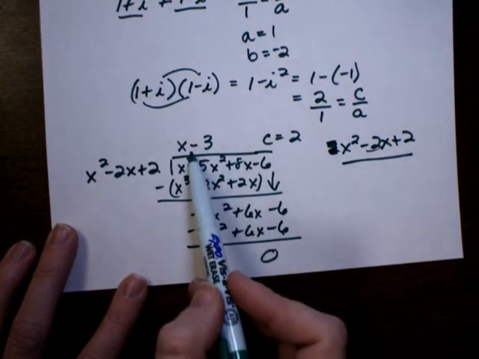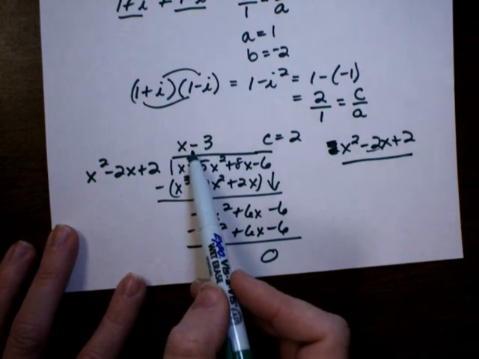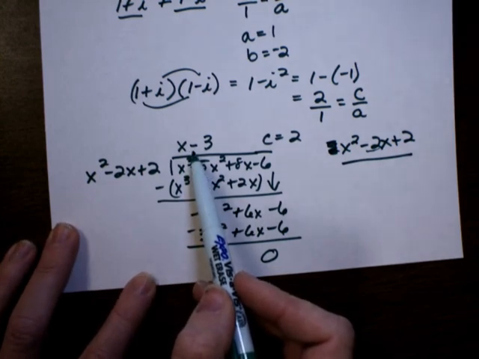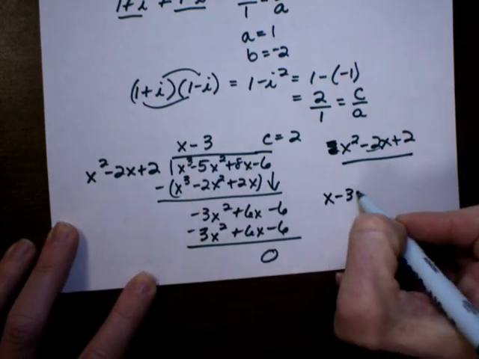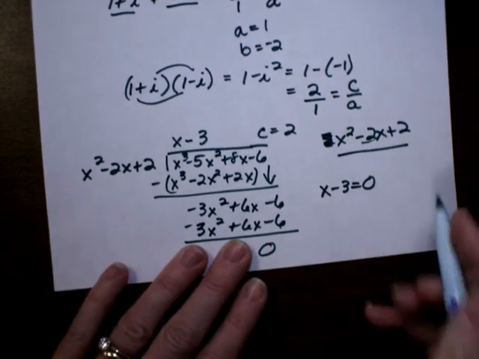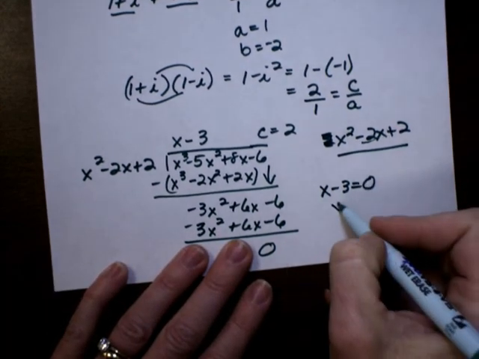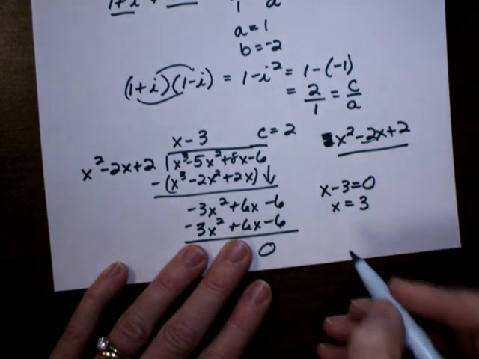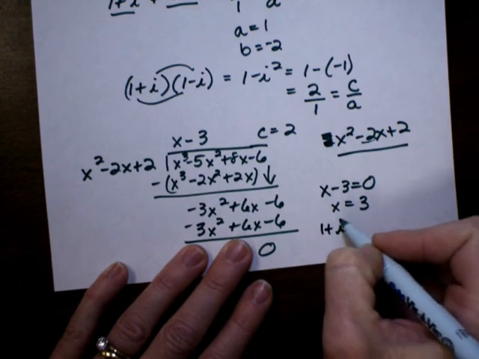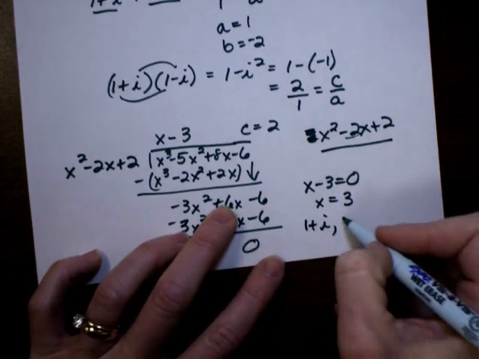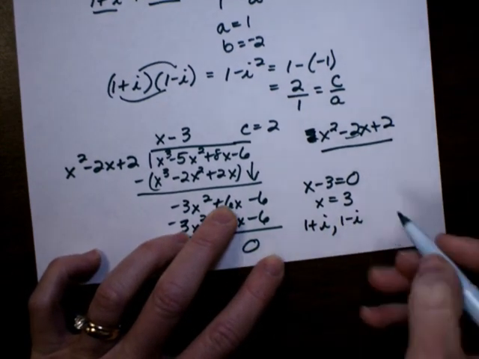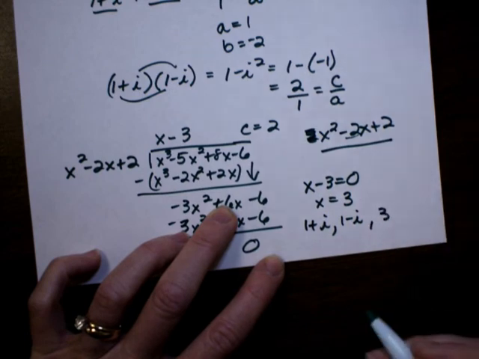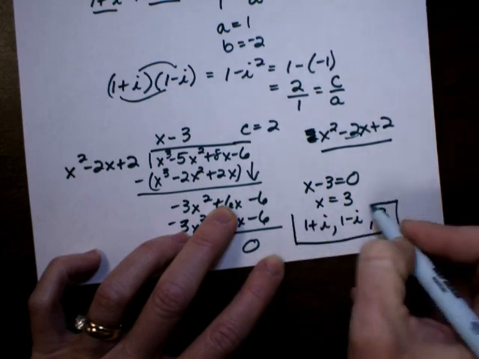This is our third factor, x minus 3. I want to change that into a root. A factor has the x in it. A root is when you set it equal to 0 and you solve. So my root is 3. I was given one root. I knew that its conjugate pair was another root, and I solved for the third root. Those are the solutions to this problem.